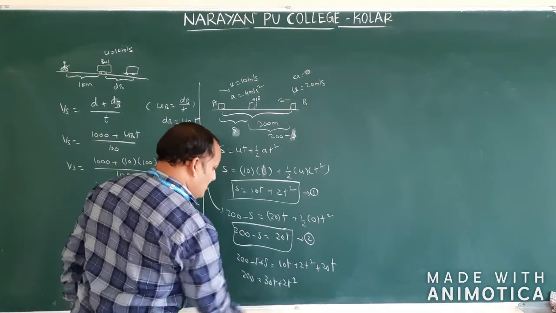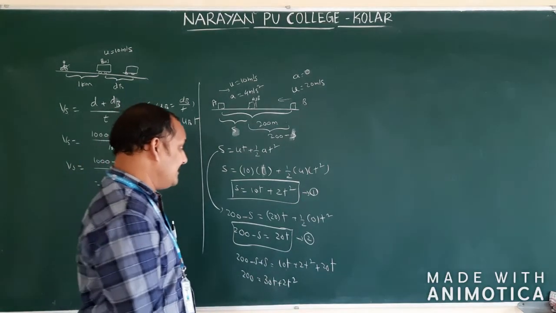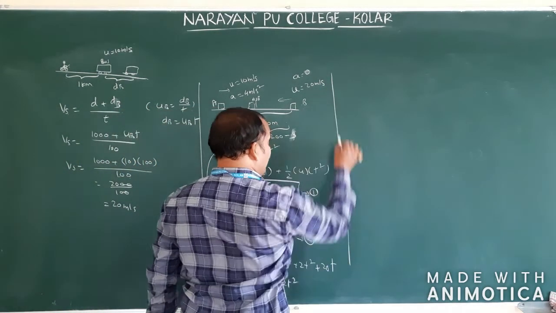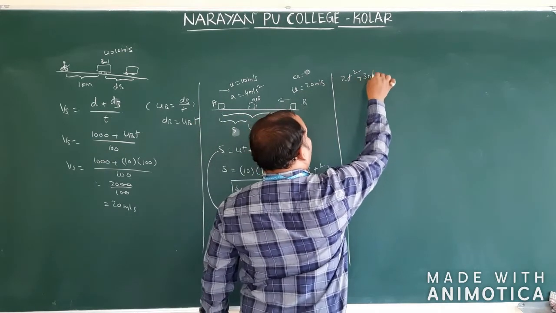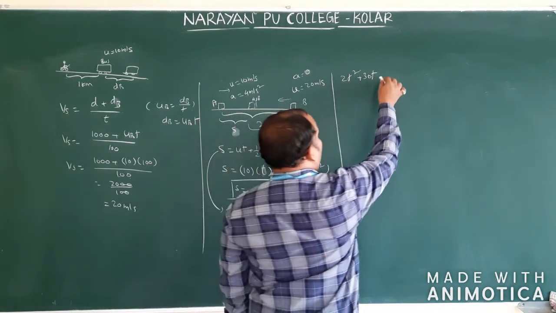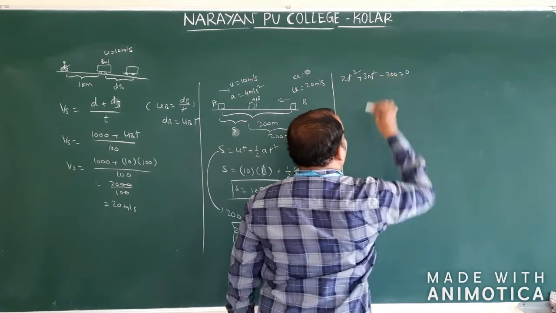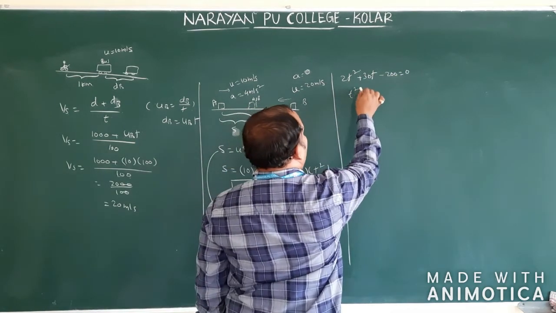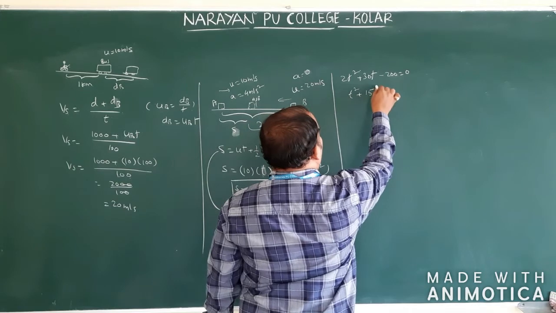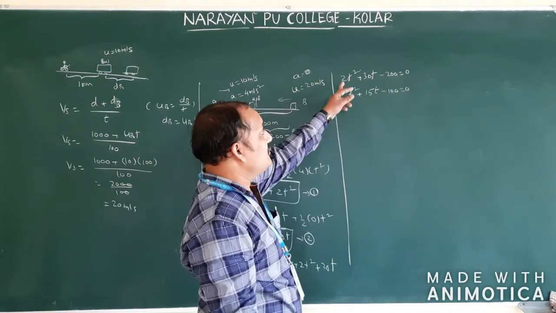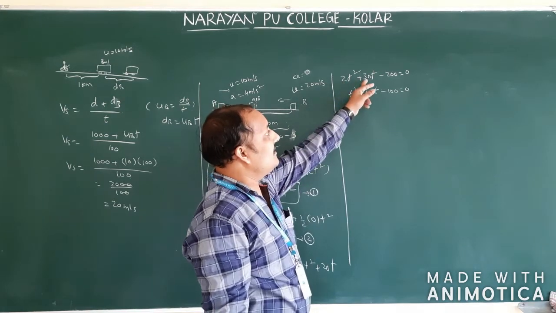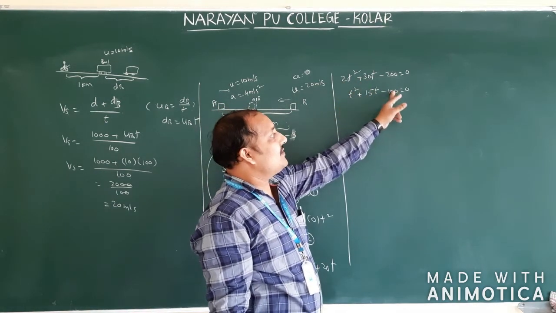30t plus 2t square. So this one you can send that side. Then 2t square plus 30t minus 200 is equal to 0. t square plus 15t minus 100 is equal to 0. I have taken 2 common. Here 2 when here 15, 2s are 30, 100, 2s are 200.